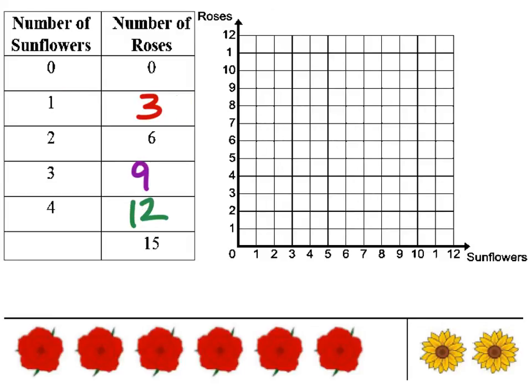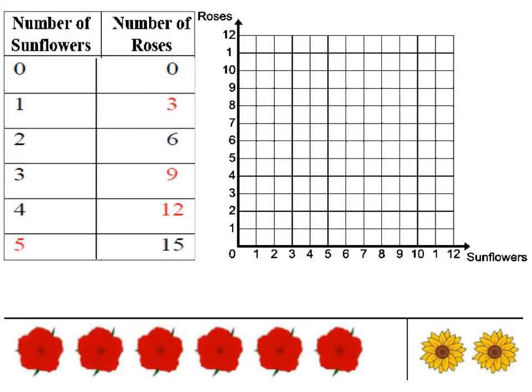And finally, if we have 15 roses, how many sunflowers? Well, to do this one, we would multiply the 3 by 5, so we'd multiply the 1 by 5 as well, giving us 5 sunflowers. And that completes the table. So now that we have those values on your paper, go ahead and graph all of those values.